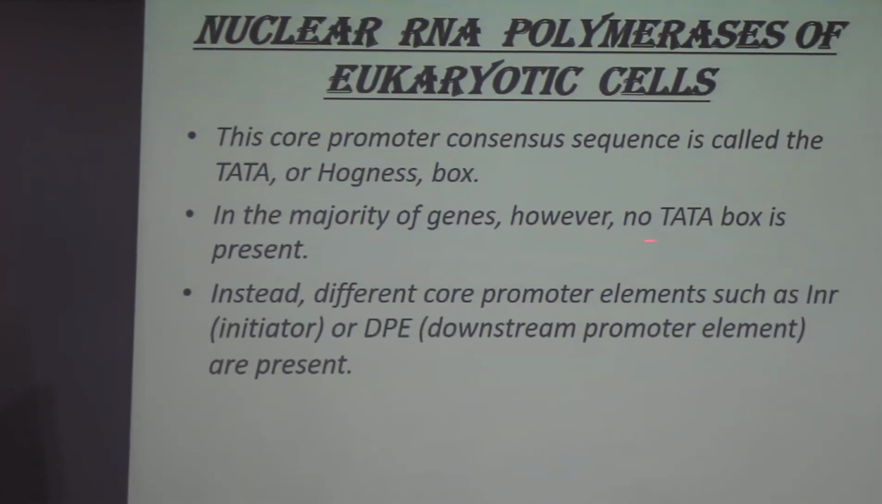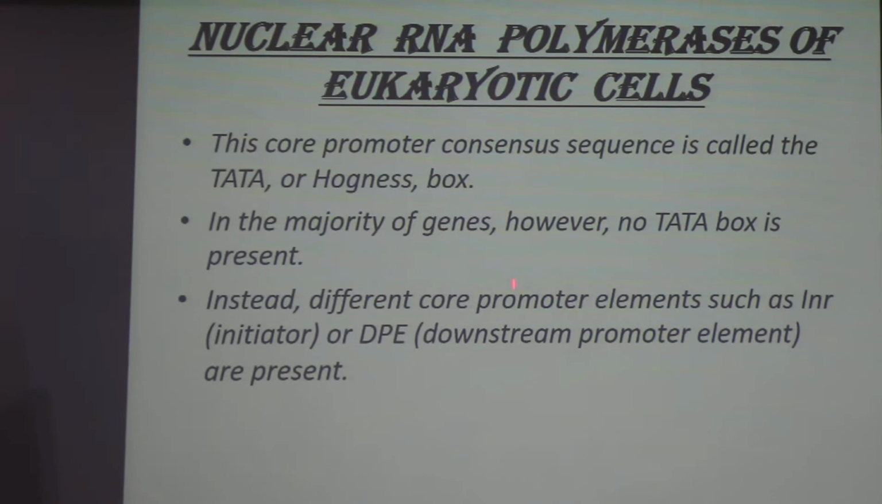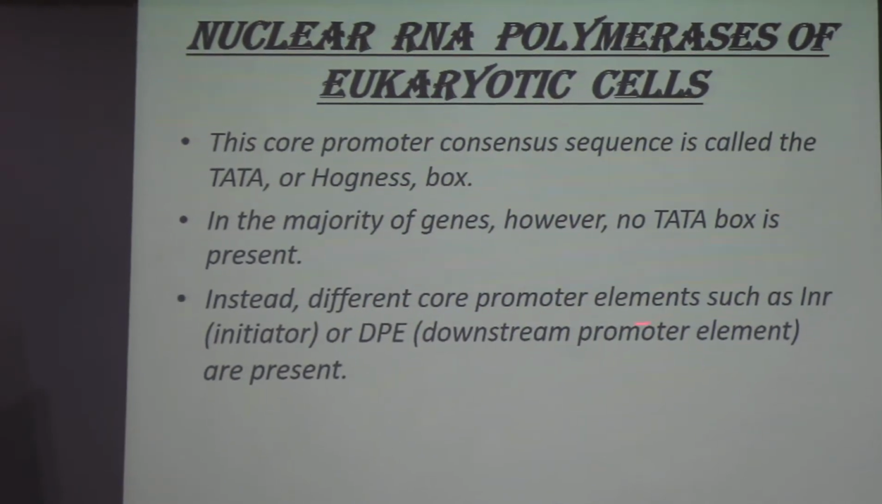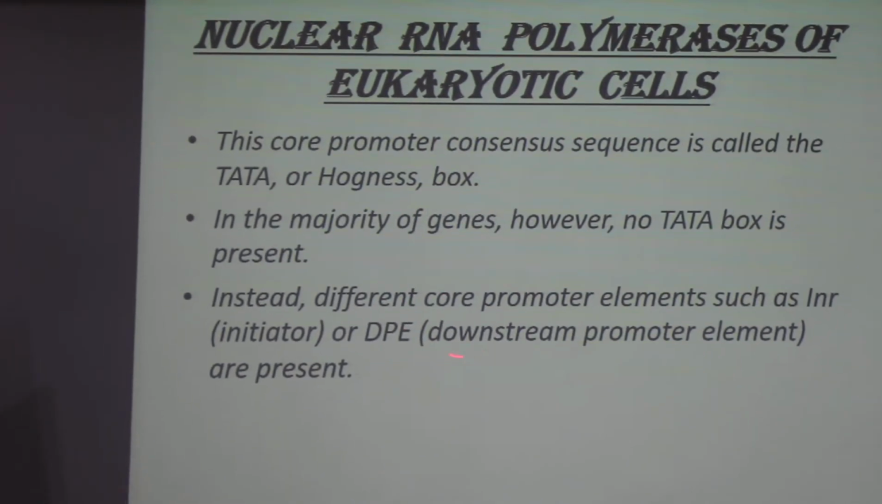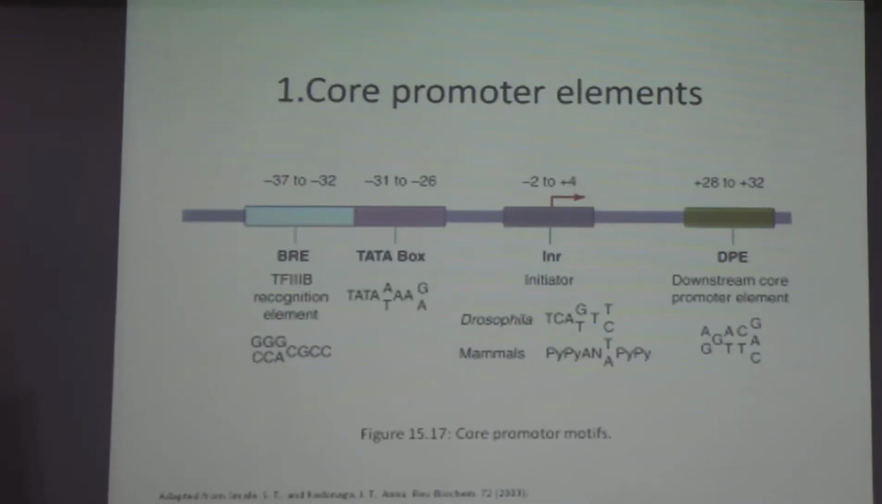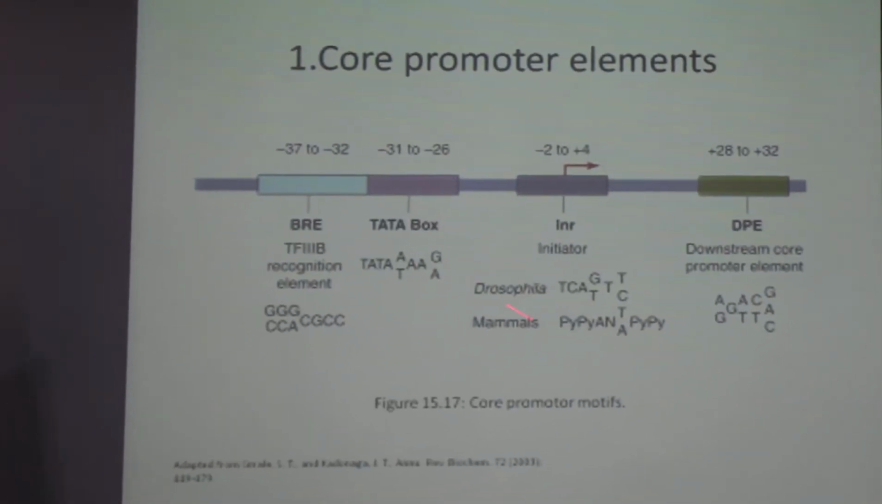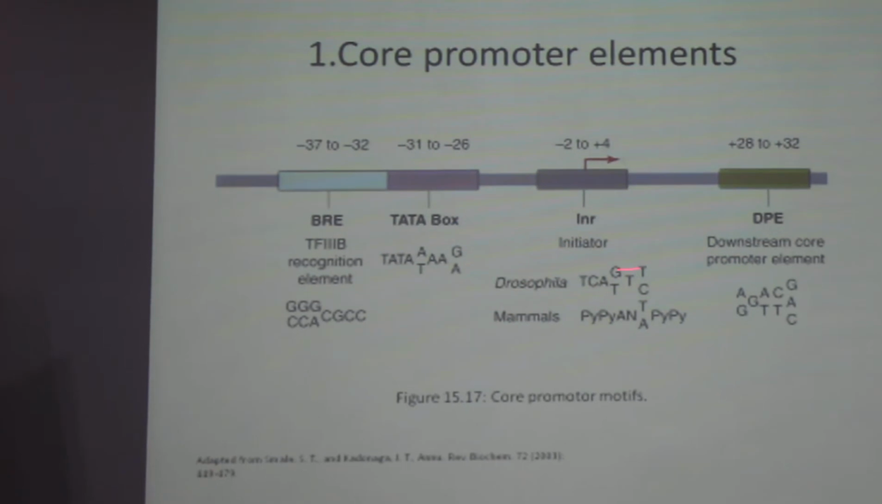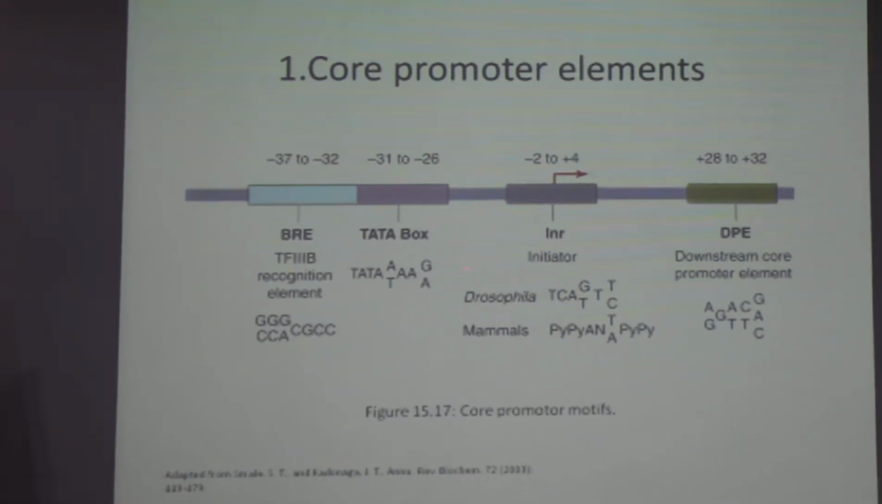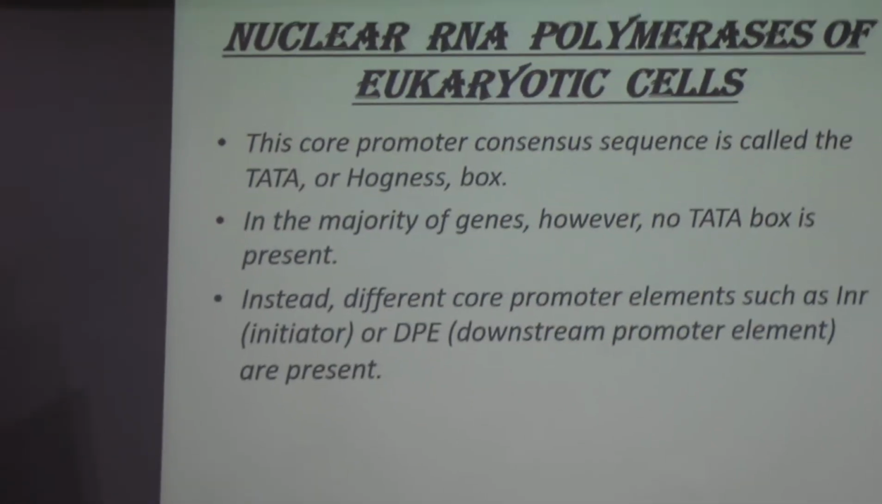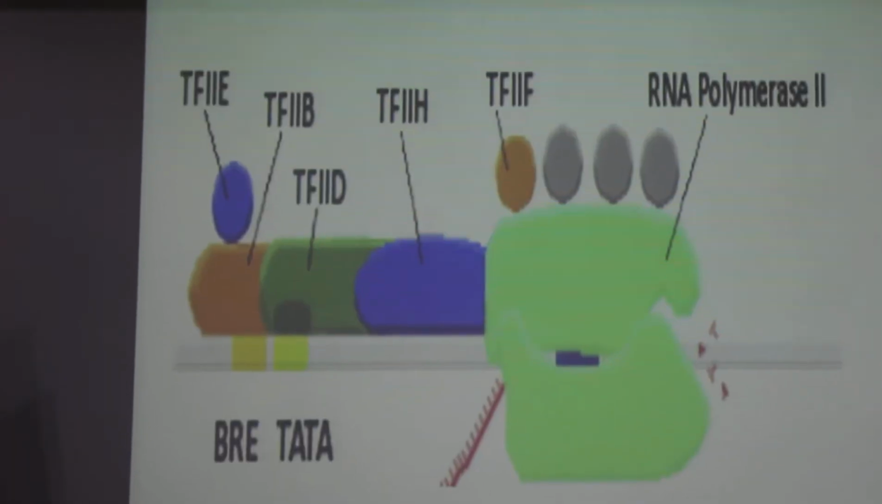In the majority of genes, however, no TATA box is present. Instead, different core promoter elements such as the initiator or the DPE, downstream promoter element, are present. They can be present simultaneously or separately, and they serve for the initiation of the process of transcription.